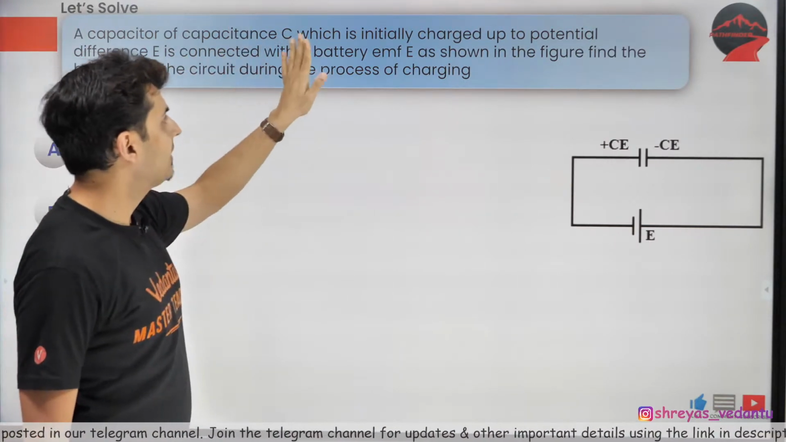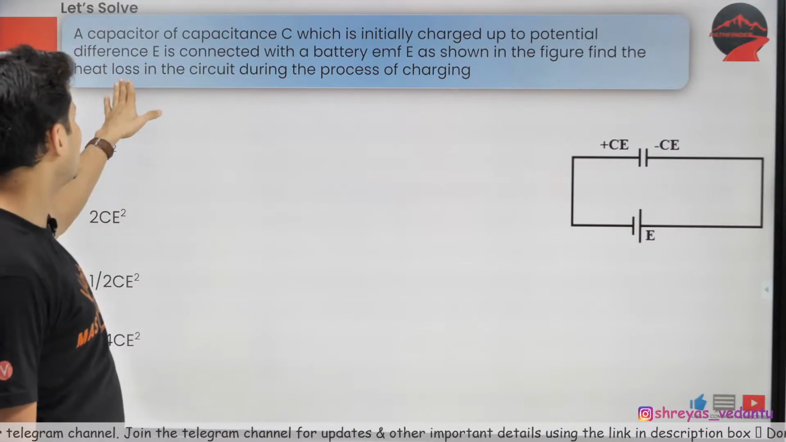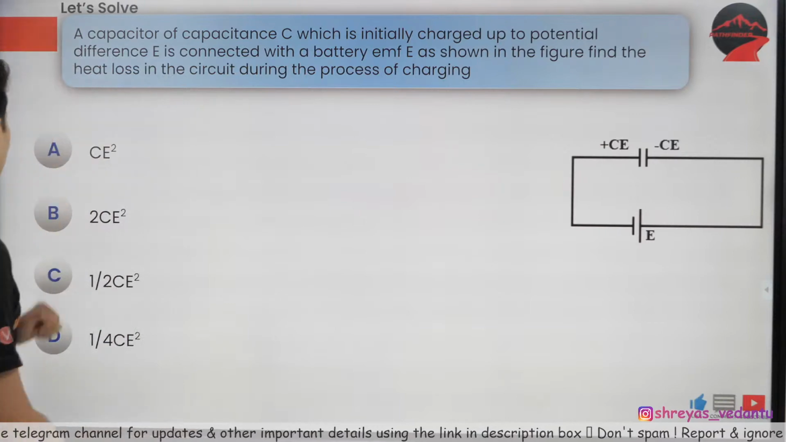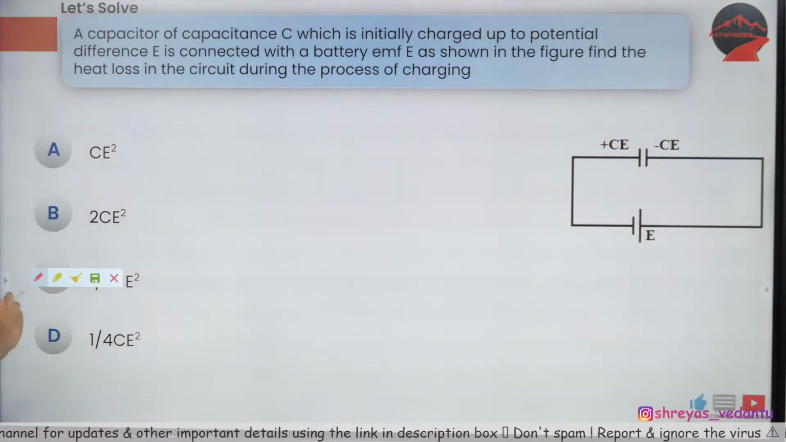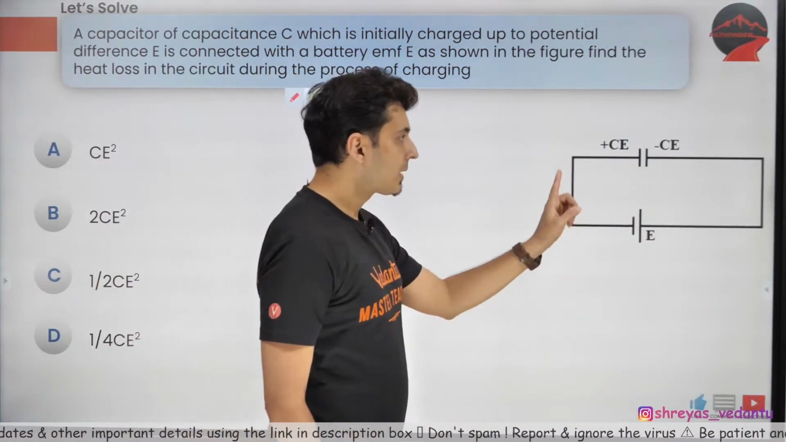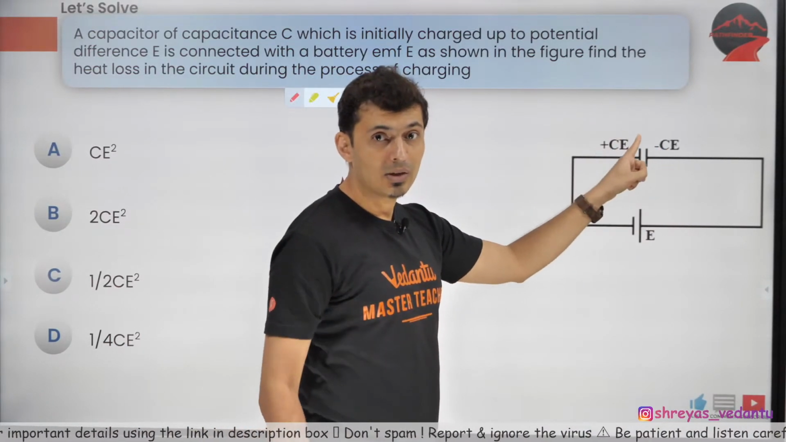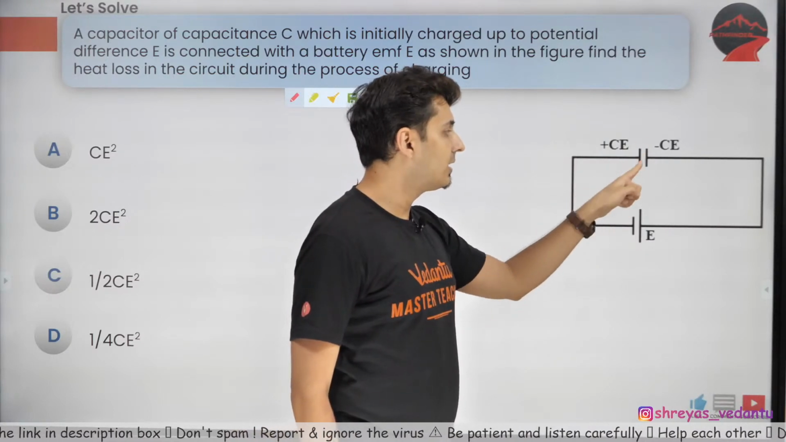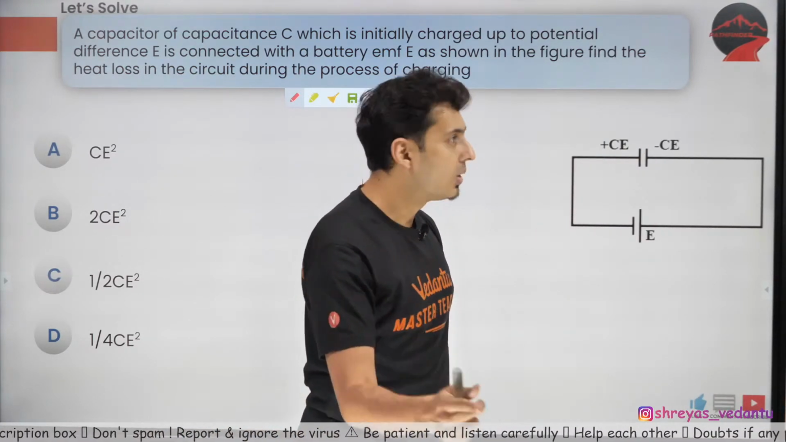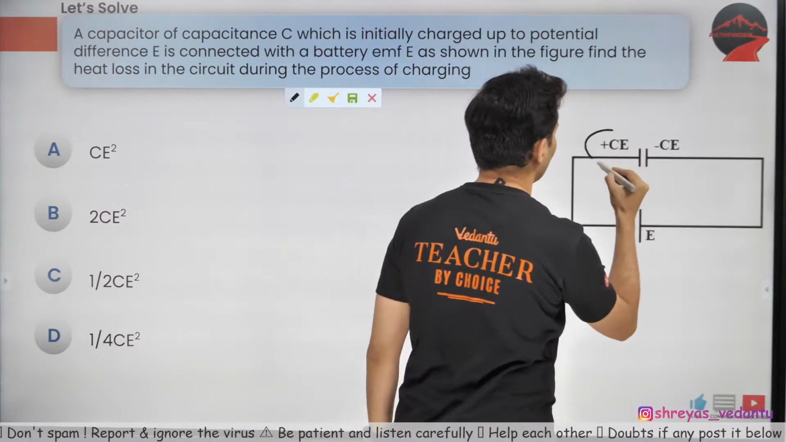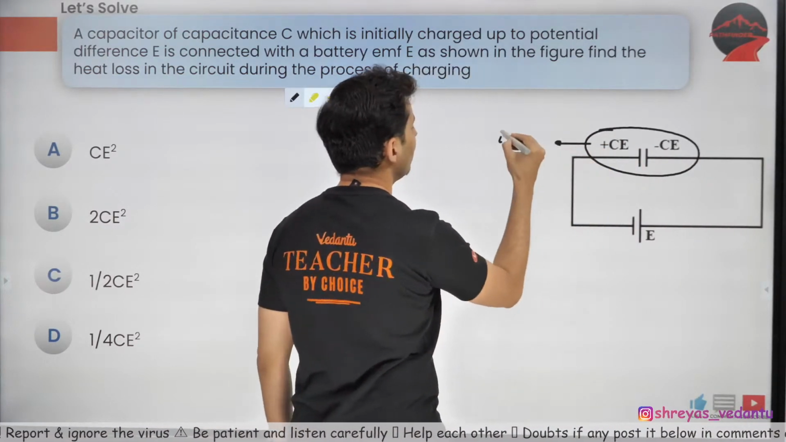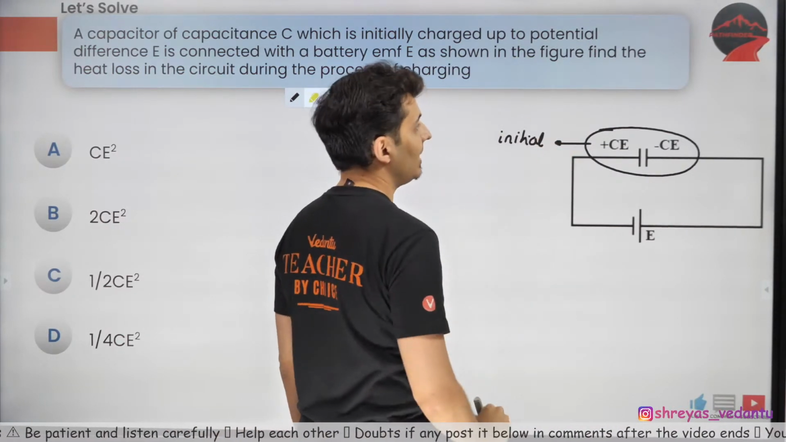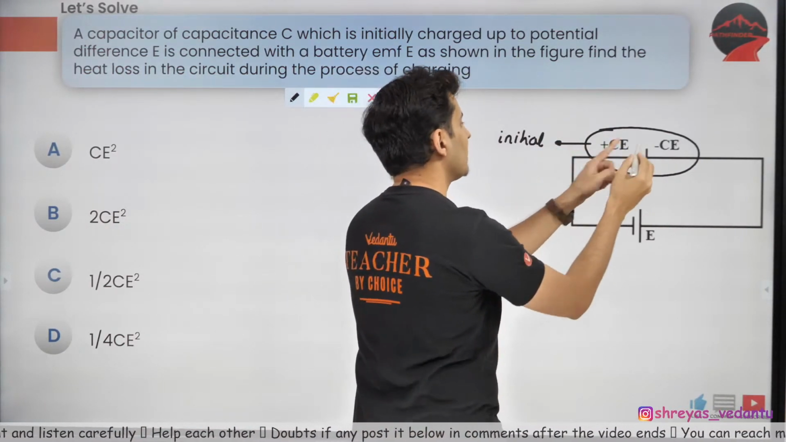So there is a capacitor which is initially charged up to the potential difference E. It is connected with a battery E as shown. Find the heat loss in the process. Now warriors, what you need to do over here is look at the problem carefully, because this is not a standard problem. Look at this, positive is connected to negative, negative is connected to positive. So first of all, understand my warriors, this is the initial condition. But this will not be the final value. Finally, this will be negative, this will be positive.